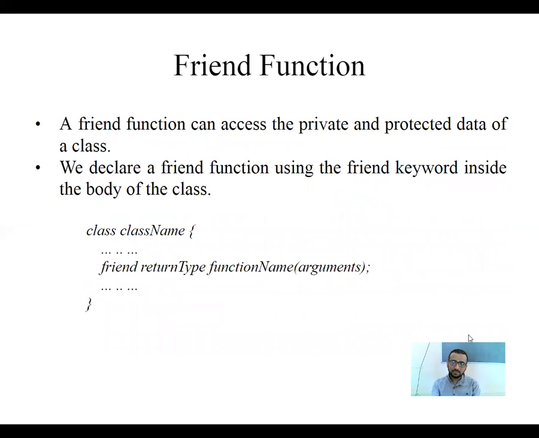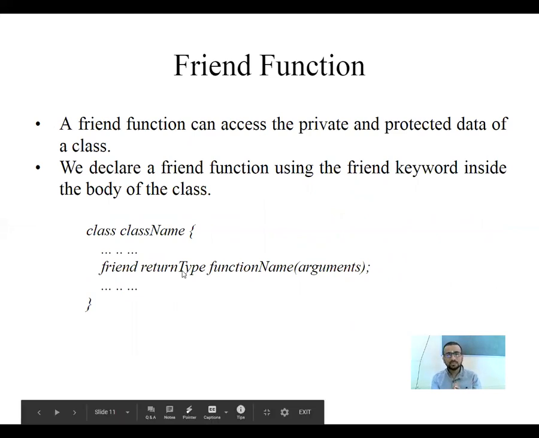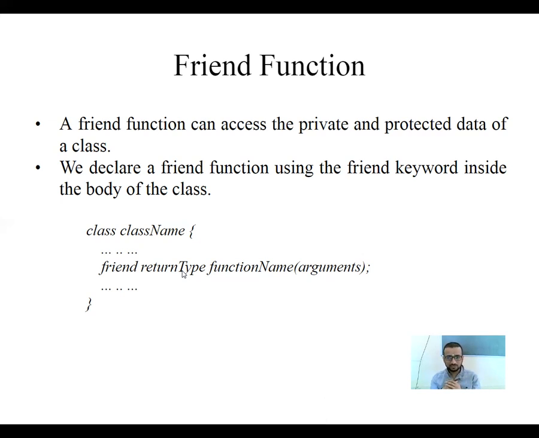Then we have another point, that is the friend function. A friend function can access the private as well as protected data of a class, right? So we declare a friend function by using the friend keyword inside the body of our class. So we have the class name, right? In that, friend return type function name, right? So this is nothing but a function that we have converted into a friend function, right?